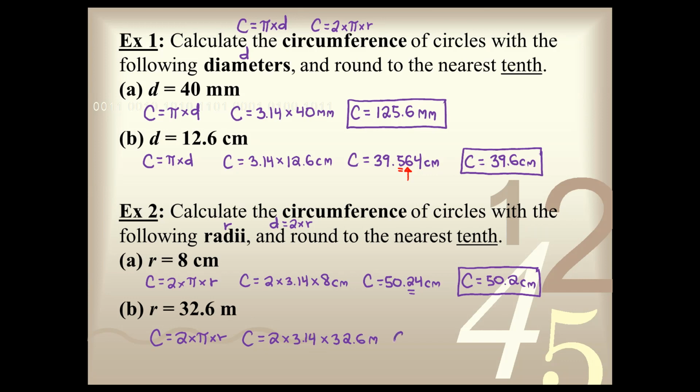Let's see, when we calculate this, I suspect I'm going to get some more decimal places here. So 2 times 3.14 times 32.6 gives me 204.728 meters. So let's check out the rounding. I want to round to the nearest tenth. So I need to look at which digit is in the hundredths position. It's a 2. So that's digits 0 through 4. Therefore, we don't need to do any rounding. So this will just turn into the circumference is equal to 204.7 meters.